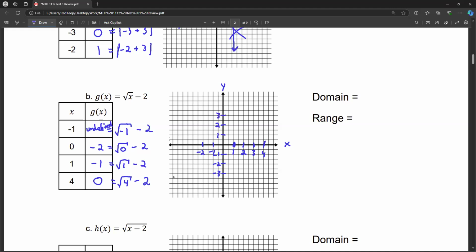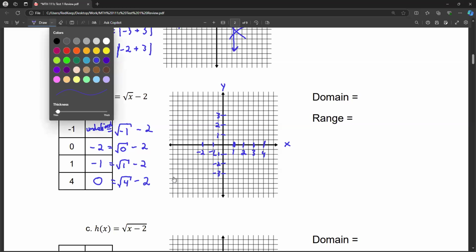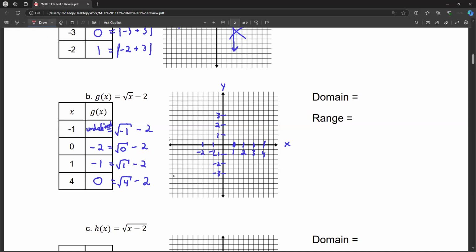Your graph might look a little different than mine, of course. But let's go ahead and try to plot these points that we found. And I'm going ahead and changing the color again. Okay, so our first point, when we plugged in -1, gave us an undefined. So we'll go ahead and skip that one because our function is actually undefined at that point. The first point that we can plot, though, is when x is equal to 0. The output was equal to -2, right? So when x is 0, the y value corresponding to that is -2.